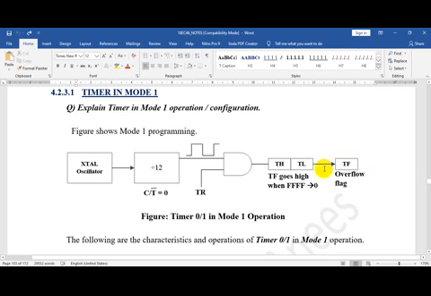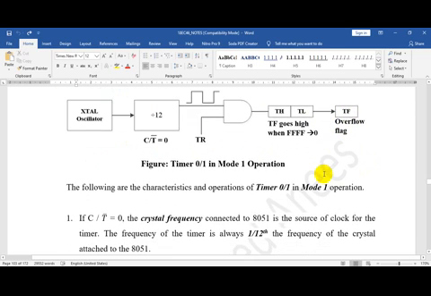So when the overflow flag is set to 1, you will come to know that whatever the delay required for you, it has been completed. It is similar to the ringtone of your alarm. There the ringtone indicates that whatever the time you had kept has elapsed. Here that job is done by this TF0 bit. So this is the working of timer in mode 1 operation.